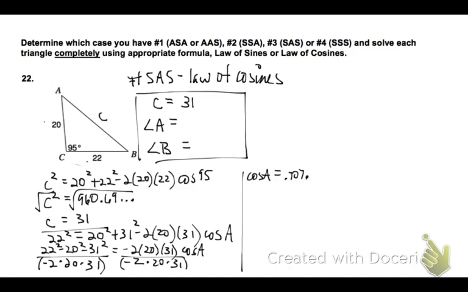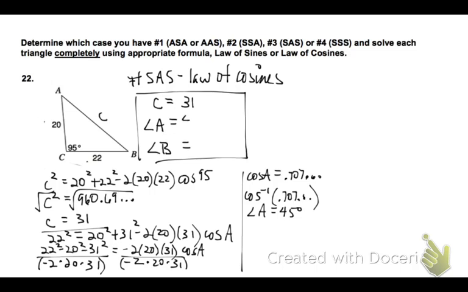0.707 and some other digits. Now, use your inverse cosine, so that's second, and then your cosine key, and it's this one. Pull back that answer that you have in your calculator, and then angle A is, you can see if we round, 45 degrees.